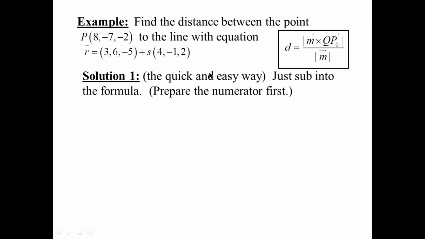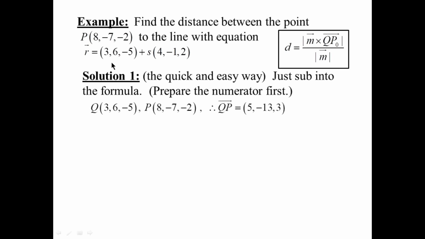Just sub into the formula, but we'll need to prepare this numerator first. So we'll need to prepare this cross product. Well, we'll need to prepare QP first of all. So we'll use Q being this point which is on the line. Remember, Q is any point on the line. Let's use this one. It's very convenient.